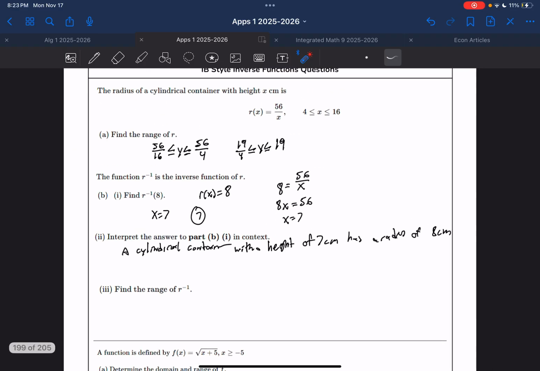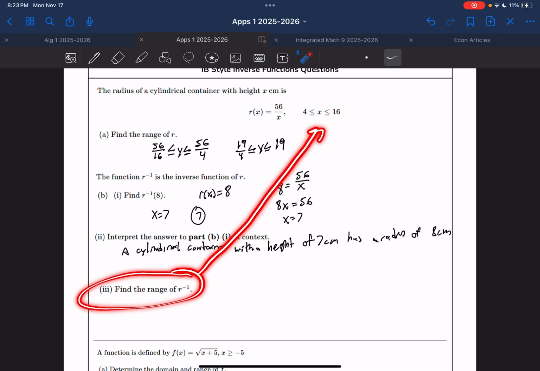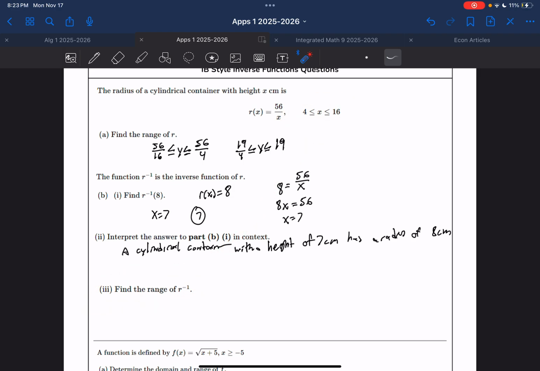All right, so the range of r-1 is actually pretty straightforward, because we know the range of the inverse function is the domain of our regular function. This is going to be 4 is less than or equal to x is less than or equal to 16.